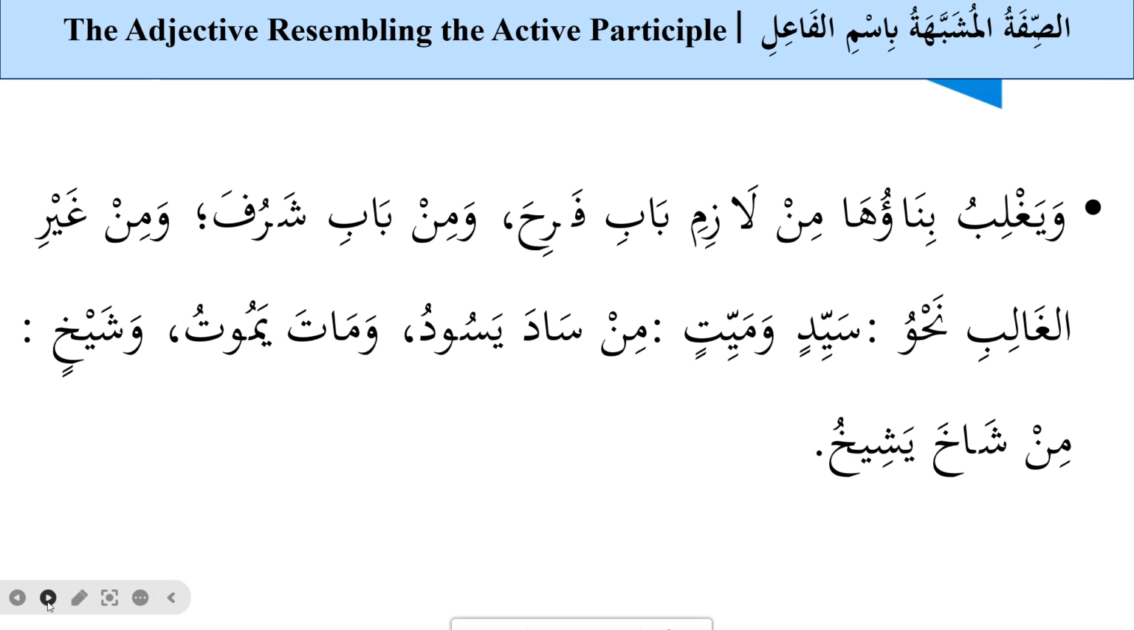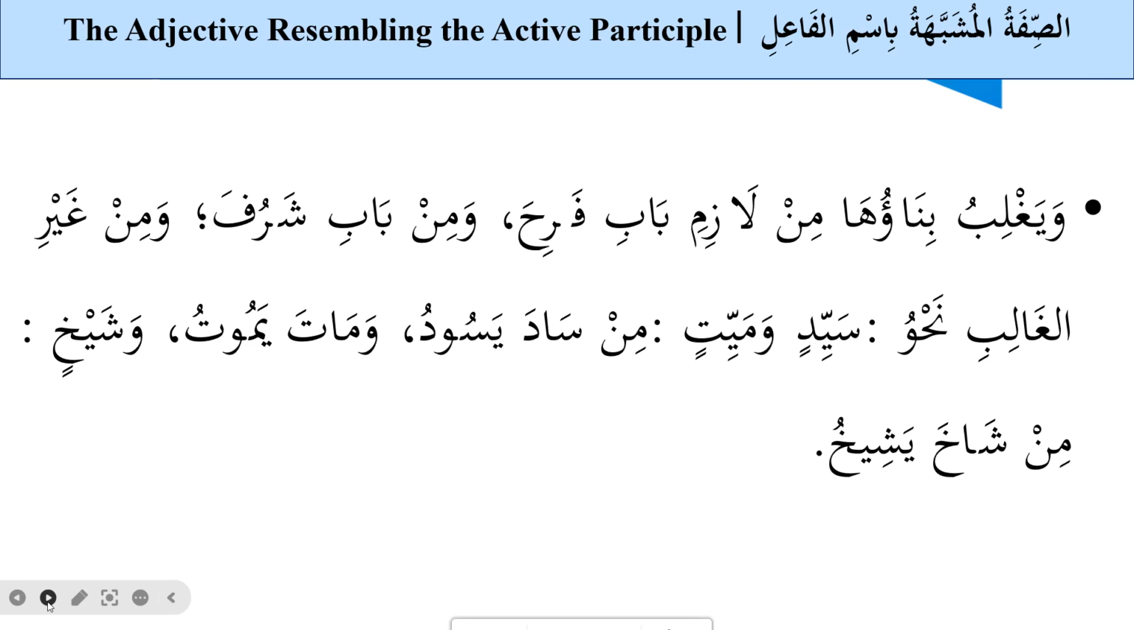This as-sifatul mushabbaha, most of the time, is commonly formed or derived from intransitive verbs of the pattern fariha. We all know fariha is an intransitive verb, lazim, and sometimes from sharufa. Sharufa is also lazim, like the verbs that are related to something like sharufa.